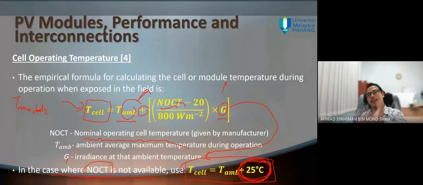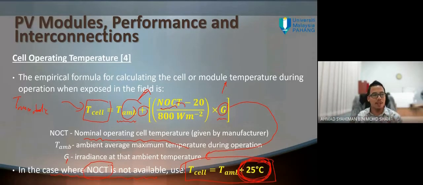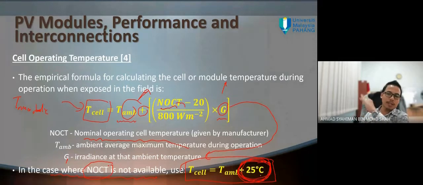So if the manufacturer doesn't write anything in the data sheet, we cannot assume some value. I'm afraid it's disgracing that company. That's why we don't use any value. You can put typical value, but it's not sinful if you just put T ambient plus 25 degrees C only, if the NOCT is not given. Same case, if the G is not given, you can also use T ambient plus 25 degrees C. Boleh. Maksudnya kalau NOCT dan G tak bagi, boleh terus T ambient plus 25 degrees C.